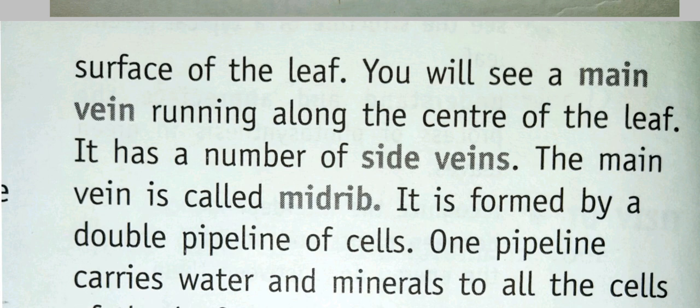the cells. Cells की दो pipeline जैसे हमें दिखते हैं. If you see it under the microscope, it will be clear. So what is the work of these cells? One pipeline carries water and minerals to all the cells of the leaf. As I told you, the leaf prepares the food for the plant. So one pipeline carries the water and minerals to all the cells of the leaf.